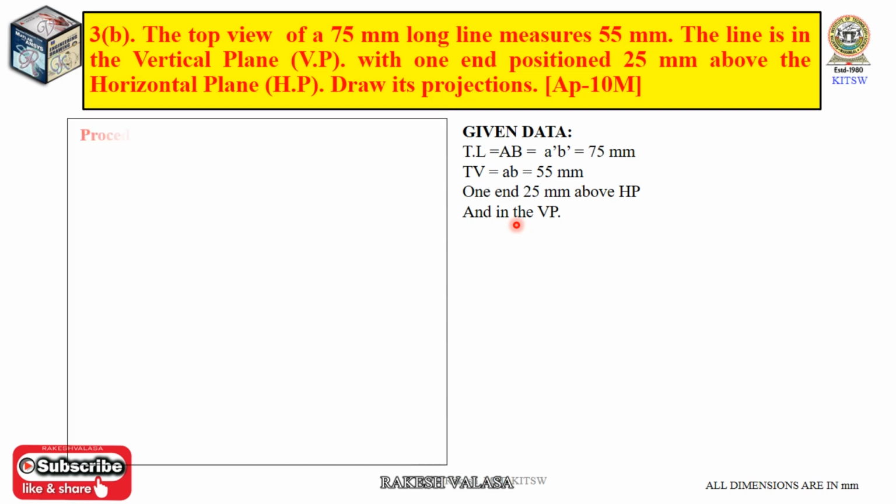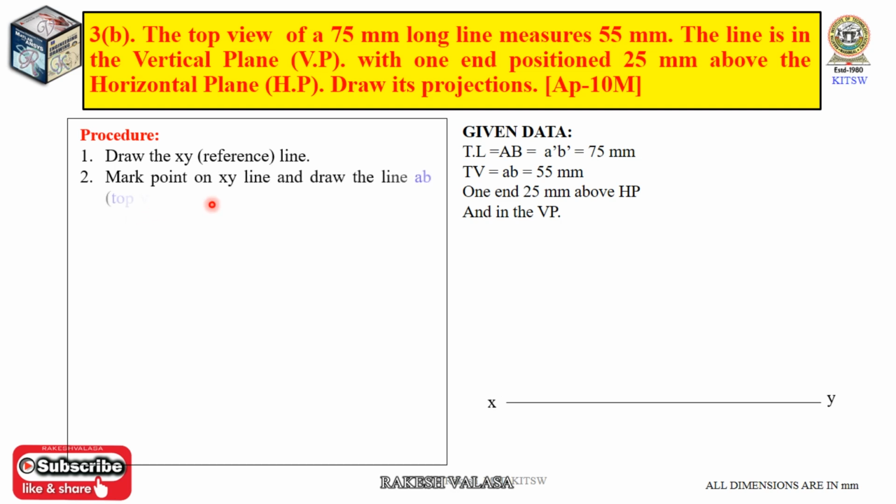First draw the XY line, which means draw the reference line XY. Then mark a point on the XY line and draw the line AB, equal to the top view length of 55 mm, on the reference line. Just locate or mark one point on XY, that is A. How much is this top view length? 55 mm. Draw the 55 mm horizontal line. AB is 55 mm. The next step is to give the dimension 55 mm.